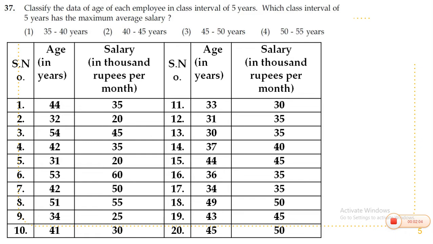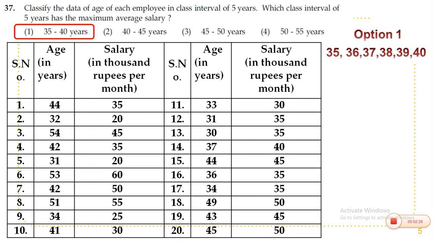Classify the data of age of each employee in class intervals of 5 years. So this is the question, a very simple question. As you can see, the data of age is given in intervals of 5. If you check option 1, you can see 35 to 40 years of age. If I write like this, 35, 36, 37, 38, 39 and 40, it is a set of years with an interval of 5.